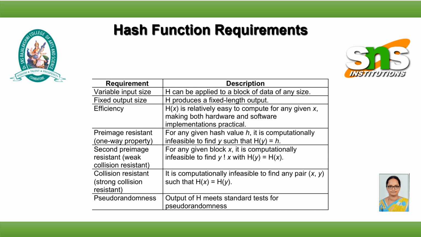Next, second pre-image resistance means that for a given block it is computationally infeasible to find another. So if the inputs are different, it doesn't produce the same hash value. Next, collision resistance means that if we take any pair of values, that pair of values will not produce equal hashes. Pseudo-randomness means the hash value should exhibit pseudo-randomness. If we are testing, it should satisfy that pseudo-randomness. So these are the main requirements of a hash function.